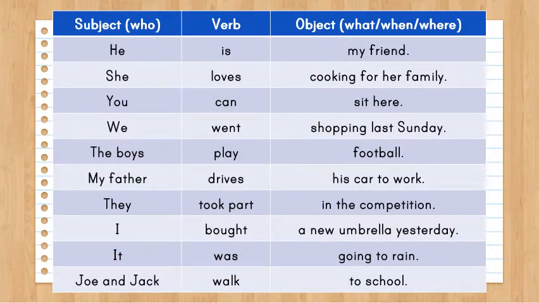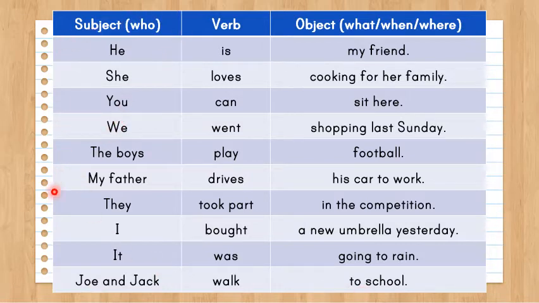Here are more examples. Let's read together. He is my friend. She loves cooking for her family. You can sit here. We went shopping last Sunday. The boys play football. My father drives his car to work. They took part in the competition. I bought a new umbrella yesterday. It was going to rain. Joe and Jack walk to school.